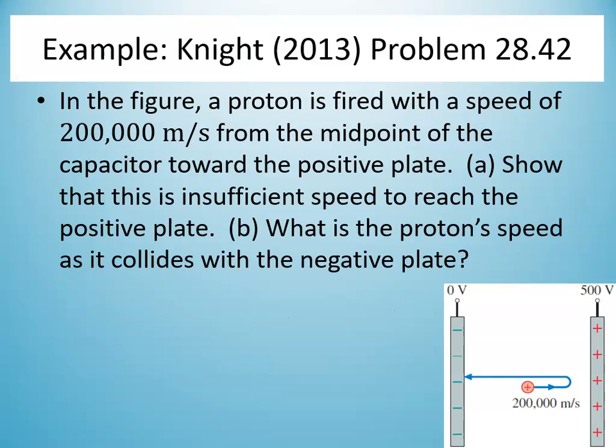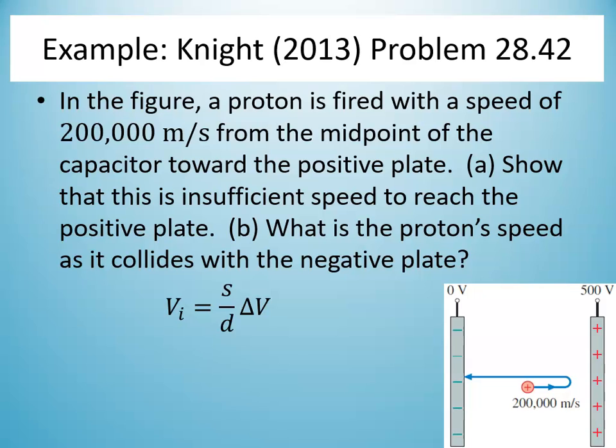Let's look at an example. Let's say we have a proton fired with a speed of 200,000 meters per second from the midpoint of a capacitor toward the positive plate. So first, we're asked to show that this is insufficient speed to reach the positive plate. And then the question is, what is the proton speed when it collides with the negative plate?